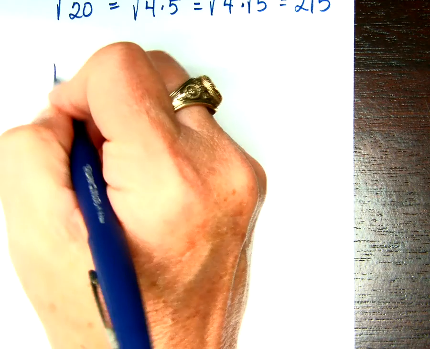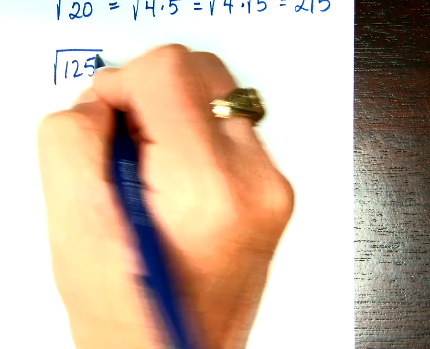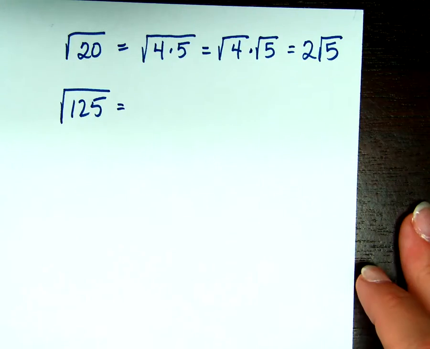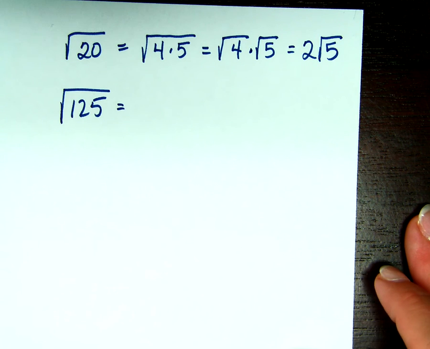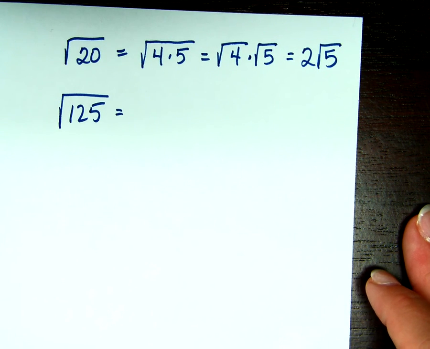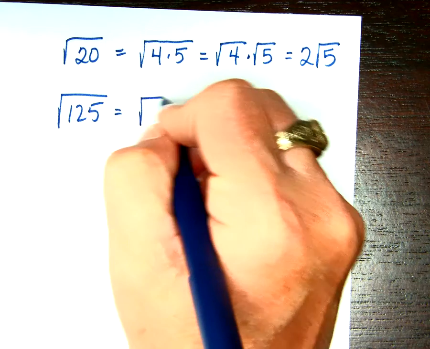What if it was the square root of 125? Do you know the square root of 125? We know the cube root of 125, right? But what about the square root of 125? We don't know that, do we? But we know the square root of 125 is what?